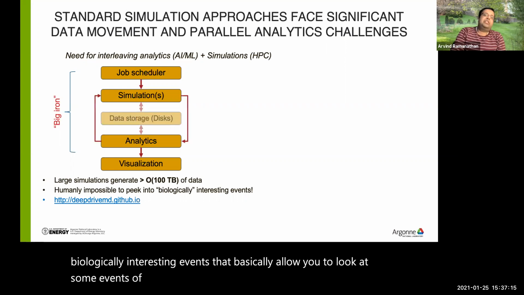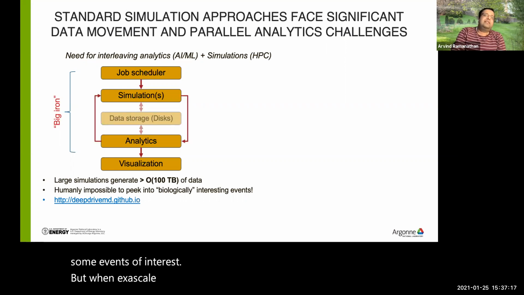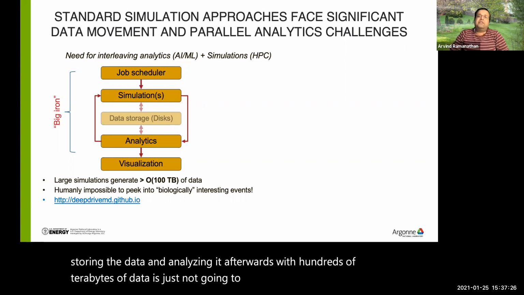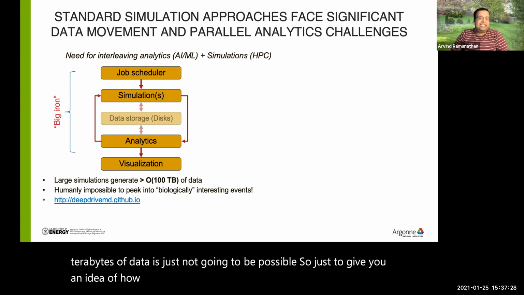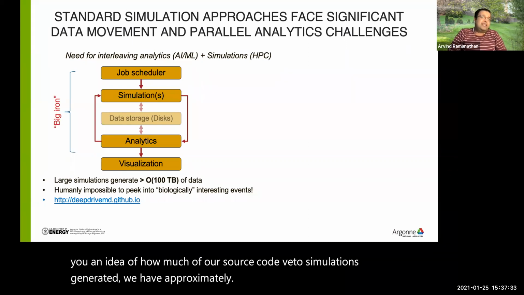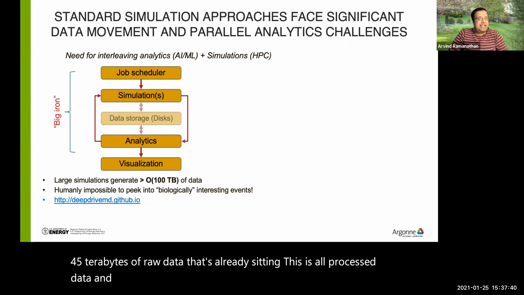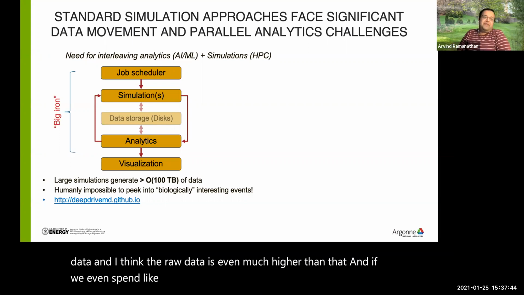But when exascale machines are going to come up, this aspect of storing the data and analyzing it afterwards with hundreds of terabytes of data is just not going to be possible. So just to give you an idea of how much our SARS CoV-2 simulations generated, we have approximately 45 terabytes of raw data that's already sitting. This is all processed data. And I think the raw data is even much higher than that. And if we even spend like 2-3 years analyzing the data, we wouldn't have the ability to go through all of that has been going on.